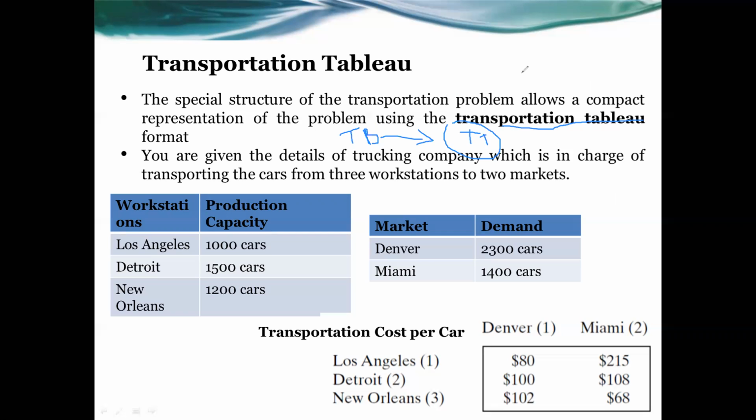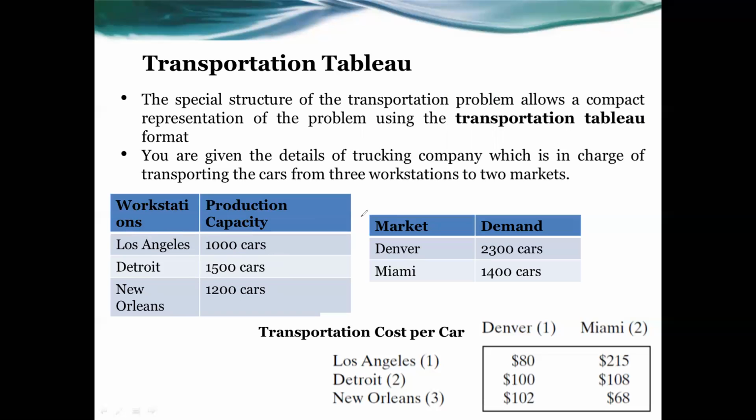Now let's look at this example, then you will understand what I'm saying. In this particular example, which I extracted from your recommended textbook, there are 3 warehouses, that means workstations, or we call them factories, and their production capacities are given. Each warehouse has a different production capacity. For example, the Los Angeles warehouse can produce 1,000 cars. The others can produce 1,500 and 1,200 respectively.